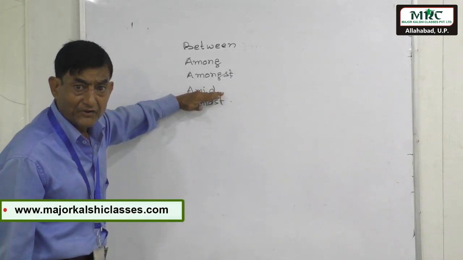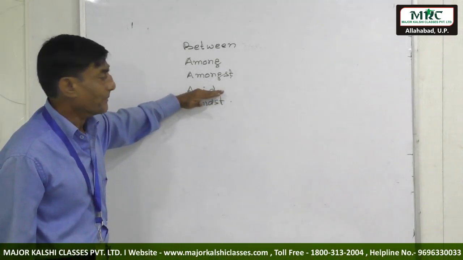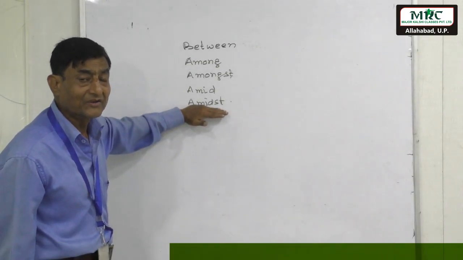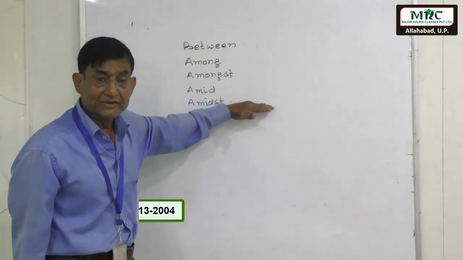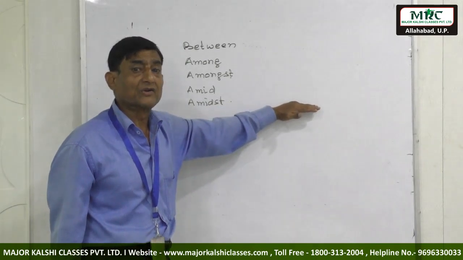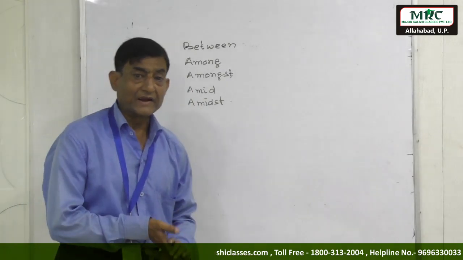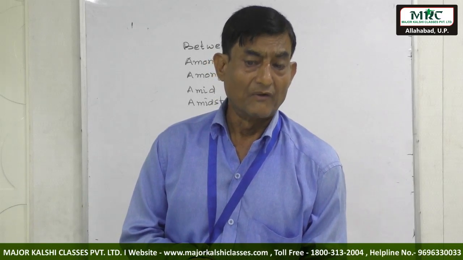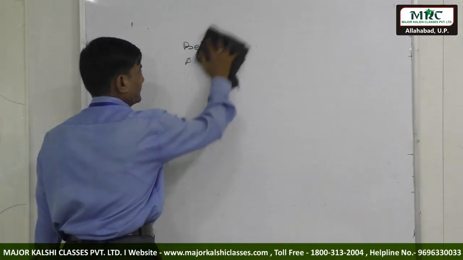Amid. Amid is used for non-living beings, and it is used before consonants. But amidst is used with non-living things, but with words that begin with a vowel. So amidst can never be used with living things or with words beginning with a consonant, and in this same way, amid cannot be used for living beings, and it cannot be used before a vowel. So this application should be taken care of.